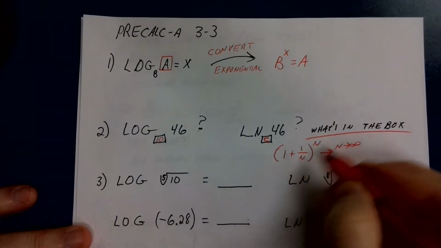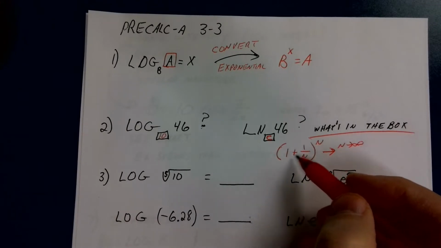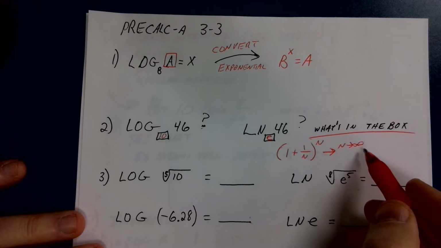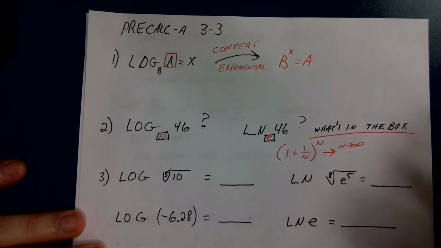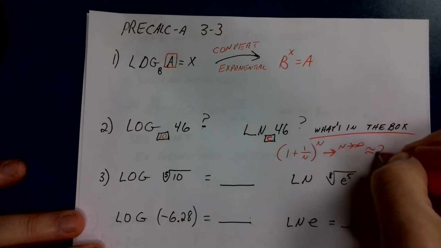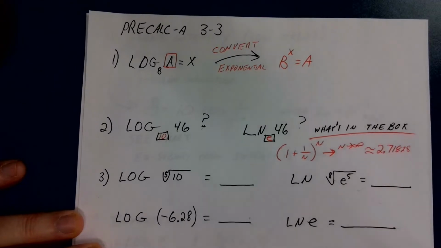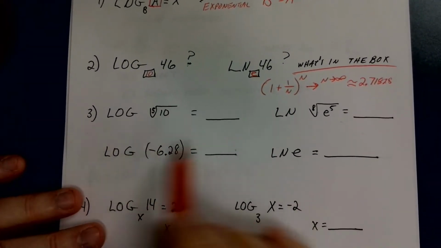So when that ratio right there, 1 plus 1 over n raised to the nth power, when n gets bigger and bigger and bigger, then that approximates 2.71828, and it's irrational. It keeps on going forever and ever. Okay, so now we're going to do a few different logs here.